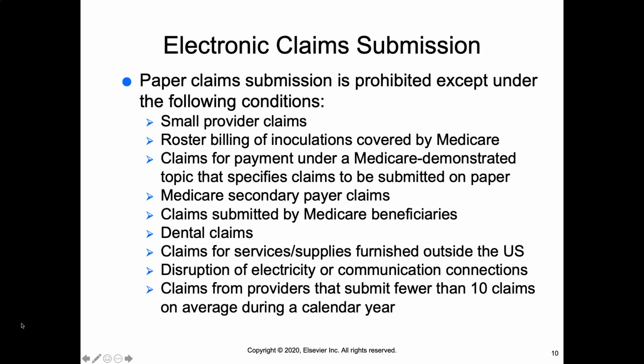Electronic claim submission. Paper claim submission is prohibited except under the following conditions: small provider claims, roster billing of inoculations covered by Medicare, claims for payment under a Medicare demonstration project that specifies claims to be submitted on paper, Medicare secondary payer claims, claims submitted by Medicare beneficiaries, dental claims, claims for services or supplies furnished outside the U.S., disruption of electricity or communication connections, claims from providers that submit fewer than 10 claims on average during a calendar year. Otherwise, the federal government and all payers want electronic claim submission. Paper claims are very unpopular.